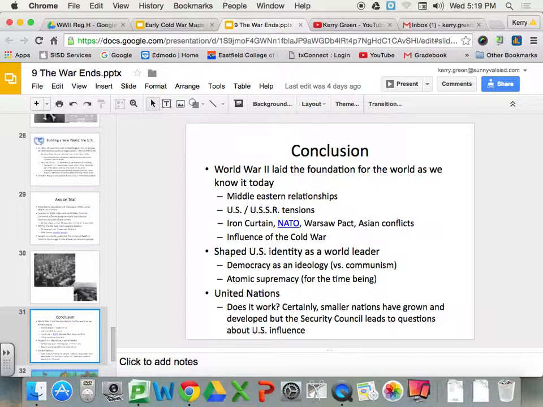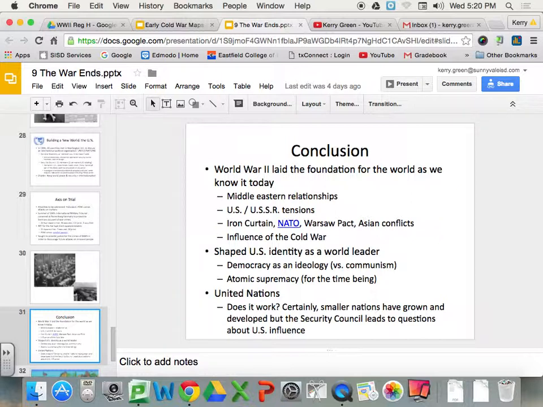This leads to things like the Iron Curtain, where basically the Soviet Union takes over certain countries, and they refuse to allow free elections. You're going to have NATO, the North Atlantic Treaty Organization, that's formed by democratic countries, meant to counterbalance the rise of communism in Eastern Europe.